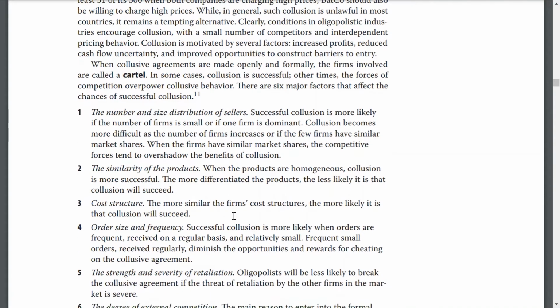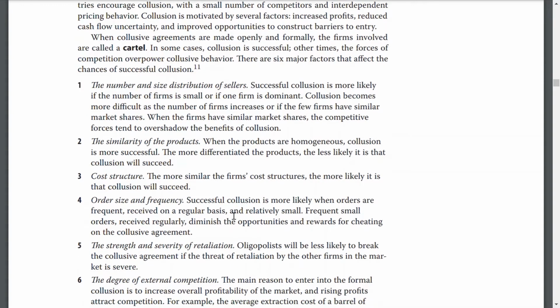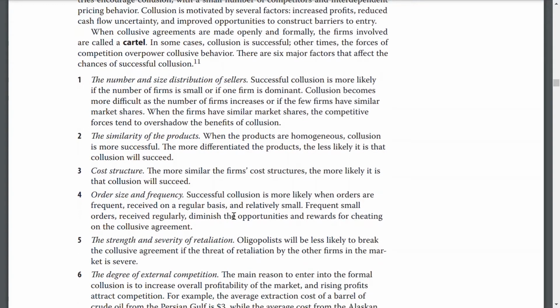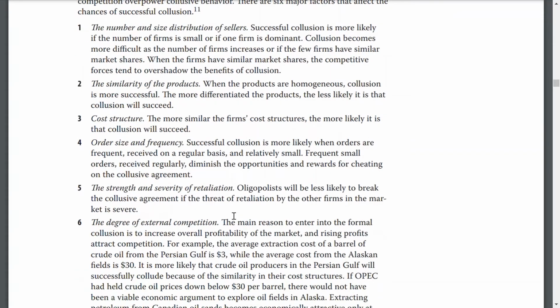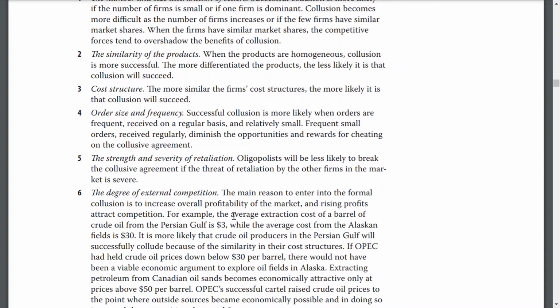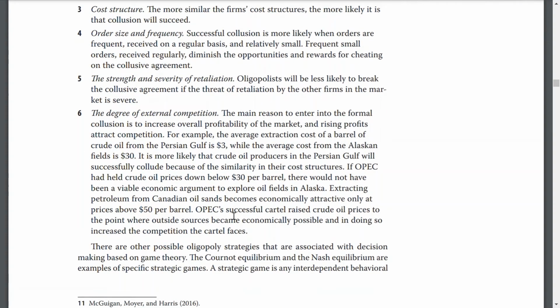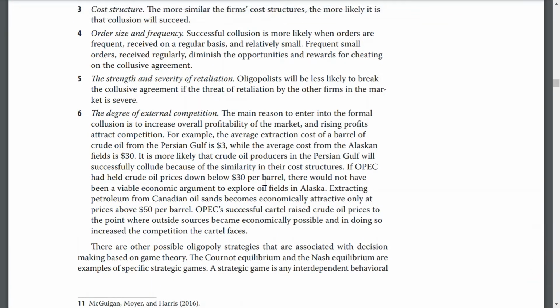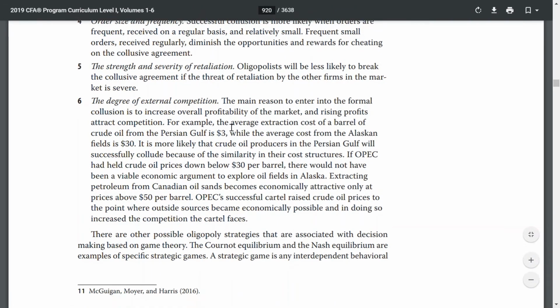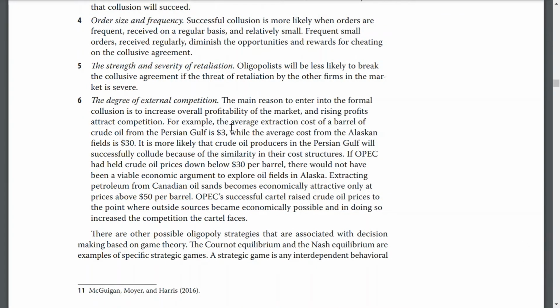And there are 6 major factors that affect the chances of success of collusion. Number 1, the number and size distributions of sellers. Number 2, similarities of their products. Number 3, cost structures. Number 4, order size and frequency. Number 5, the strength and severity of the retaliation. Number 6, the degree of external competition.